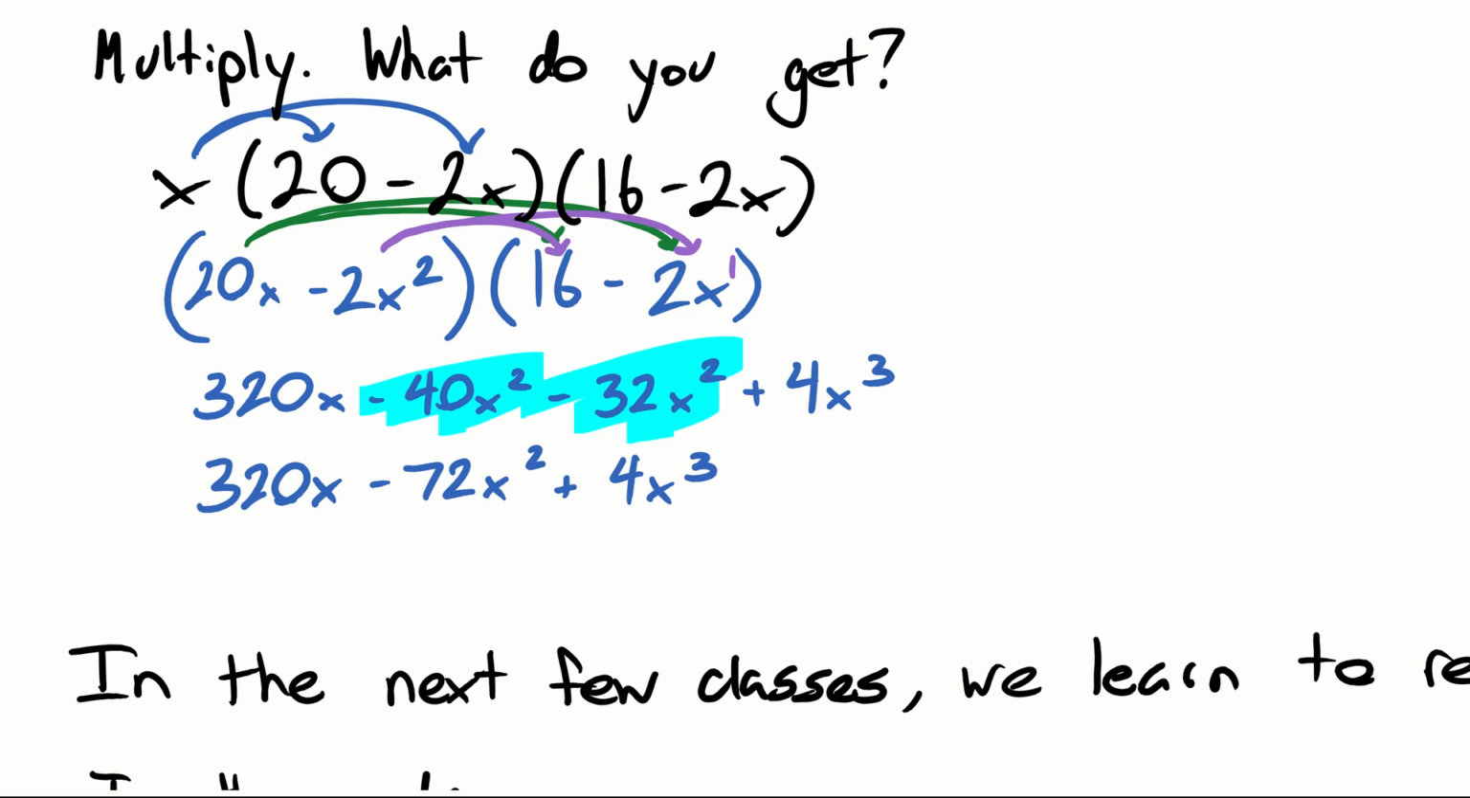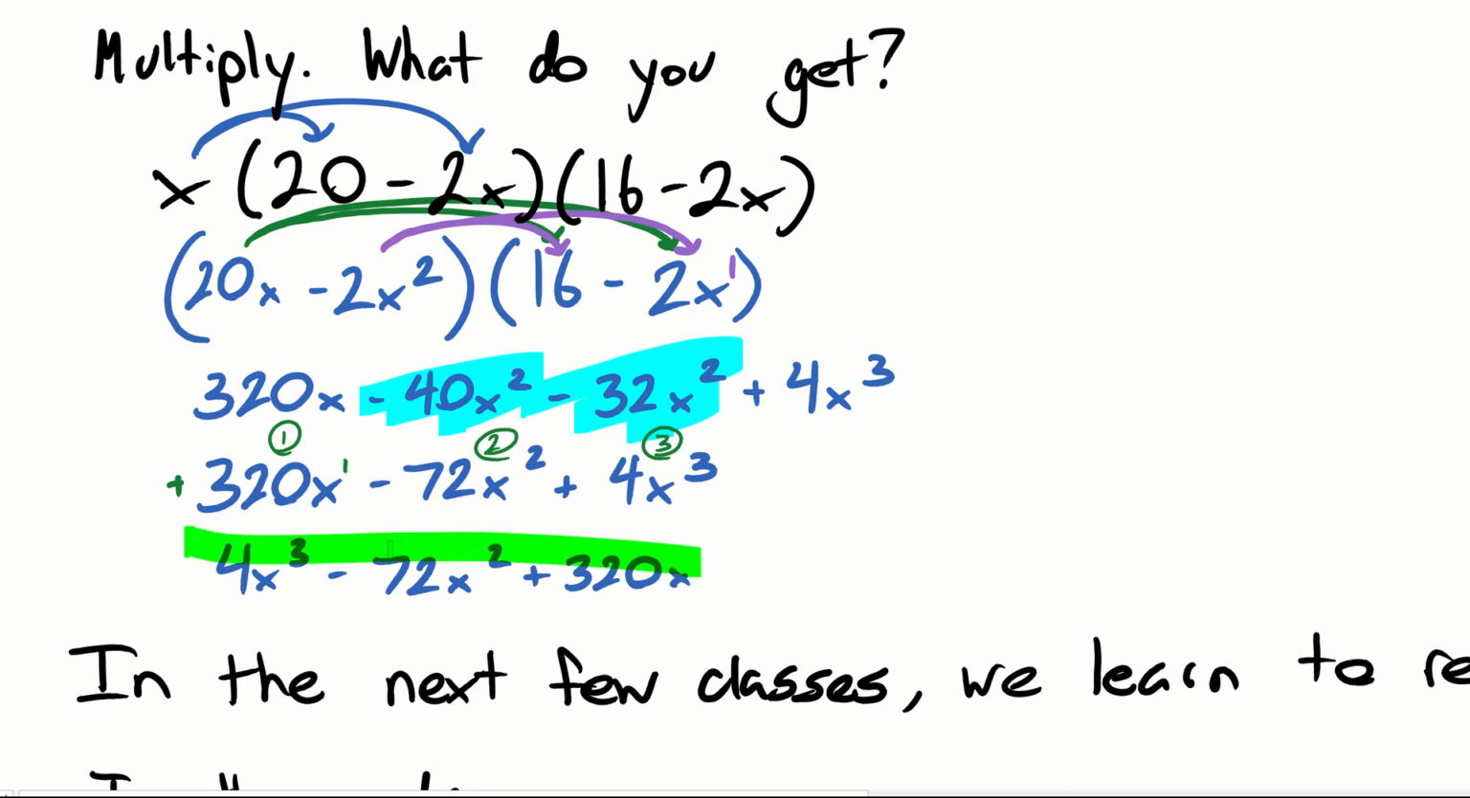But I do have to put it, of course, into standard form. Let's remind ourselves, this is a degree of 3, this is a degree of 2, and this is a degree of 1, because technically that's x to the first power. So 3, 2, and 1. It's just the opposite of what I have right now, so I have to reverse that. 4x cubed would be first, and then negative 72x squared, and then positive 320x, because technically that's 320x to the first. There. Got it. I just multiplied those three polynomials together. 4x cubed minus 72x squared plus 320x.